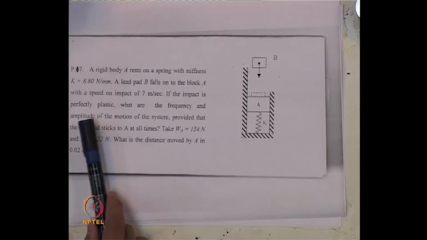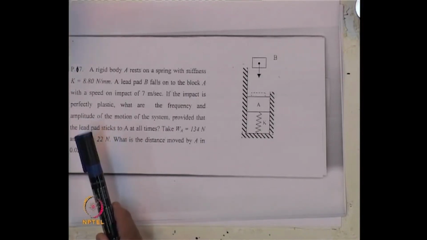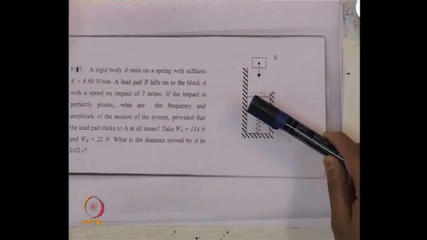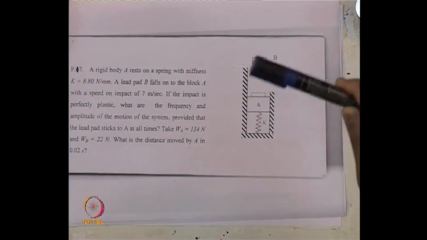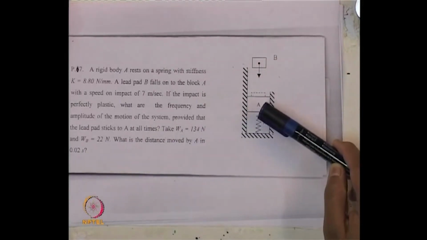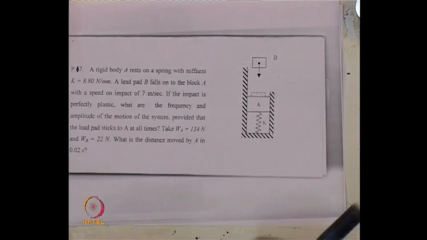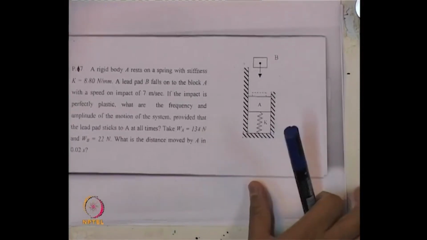So, what does it mean? The impact is perfectly plastic. That means, after the impact, the lead pad B does not bounce back, it sticks to rigid body A. There is no elastic component, it did not bounce back. That is the meaning of perfectly plastic.